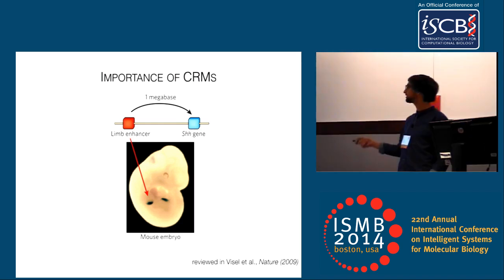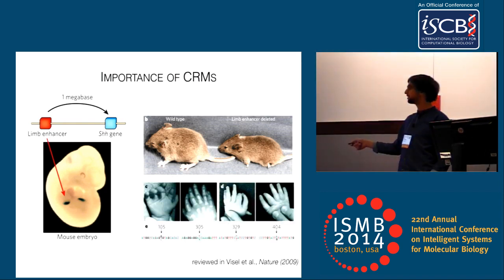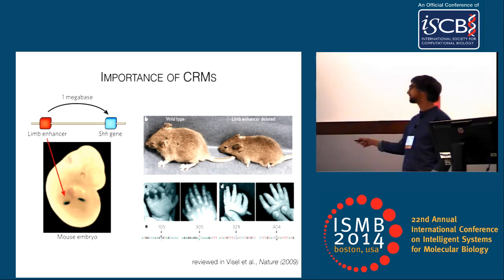And it's important in development, so if you don't have this limb enhancer, the resulting mouse has basically no limbs, and in human, just small variants in the sequence of this enhancer lead to very important developmental defects, here like polydactyly. So it's important to be able to locate these CRMs and to know what binds to them.